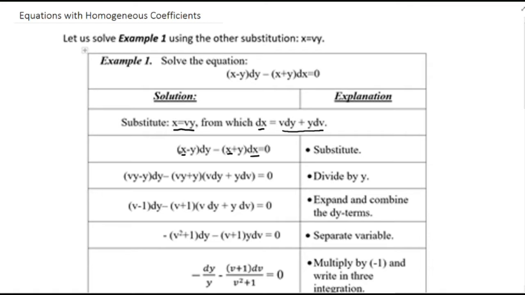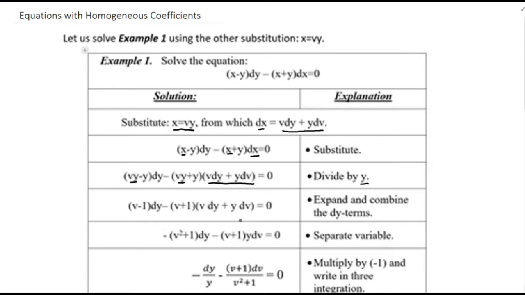So we have here, instead of writing x here, we have here vy. So the x here is also substituted with vy, and our dx here is substituted with v dy plus y dv. After the substitution, we simplify. Again, as noticed, we divided the equation by y so that one of the variable y here will be deleted. So the simplified form, we have (v minus y) dy minus (v plus 1) times (v dy plus y dv) is equal to 0.